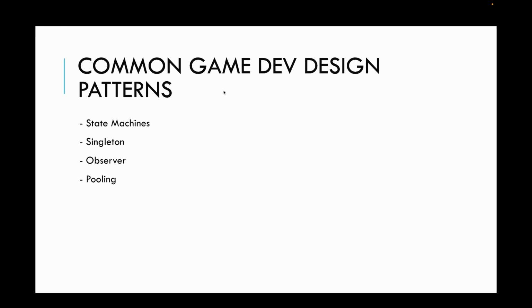Now, there are some common game development design patterns. First one being a state machine. Then you have singletons, which we shouldn't ever really use. It's actually kind of a no-no, but we should talk about them. The observer pattern, and then the pooling pattern. We'll end up seeing observer and pooling a little bit later on. But for right now, let's talk about state machines.